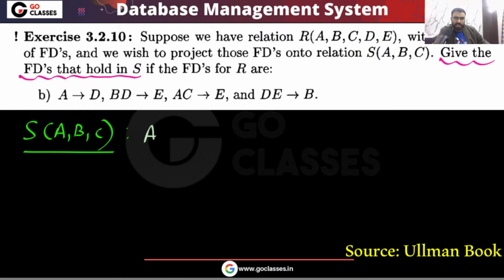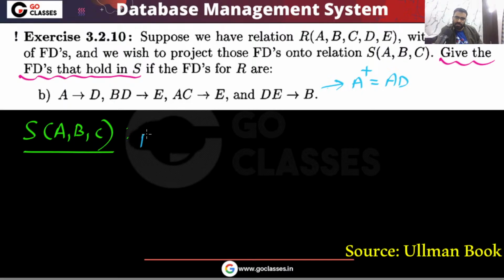You find what A can determine. Can A determine B or C? So let's see. Here you will find what is A closure. You can see A can determine AD, because A can determine D. That's it, nothing else. So you can see that A cannot determine B or C.